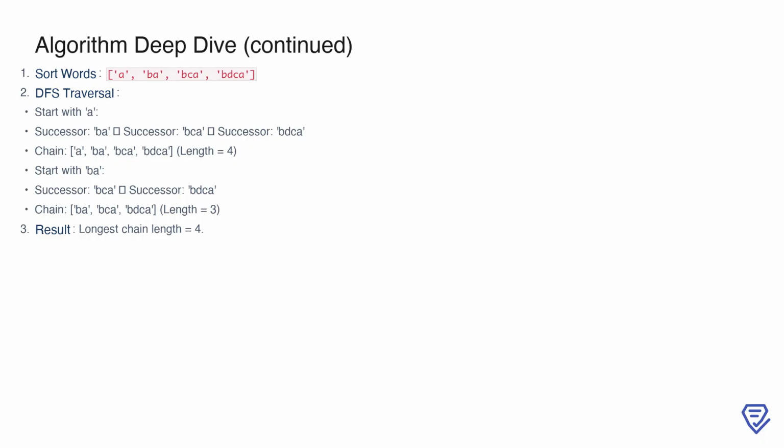Next, we start with the word BA. Its successor is BK, forming the chain BA, BK, with a length of 2. By exploring all words, the longest chain length is determined, corresponding to the chain a, BA, BK. This demonstrates how the algorithm systematically identifies the longest possible string chain.